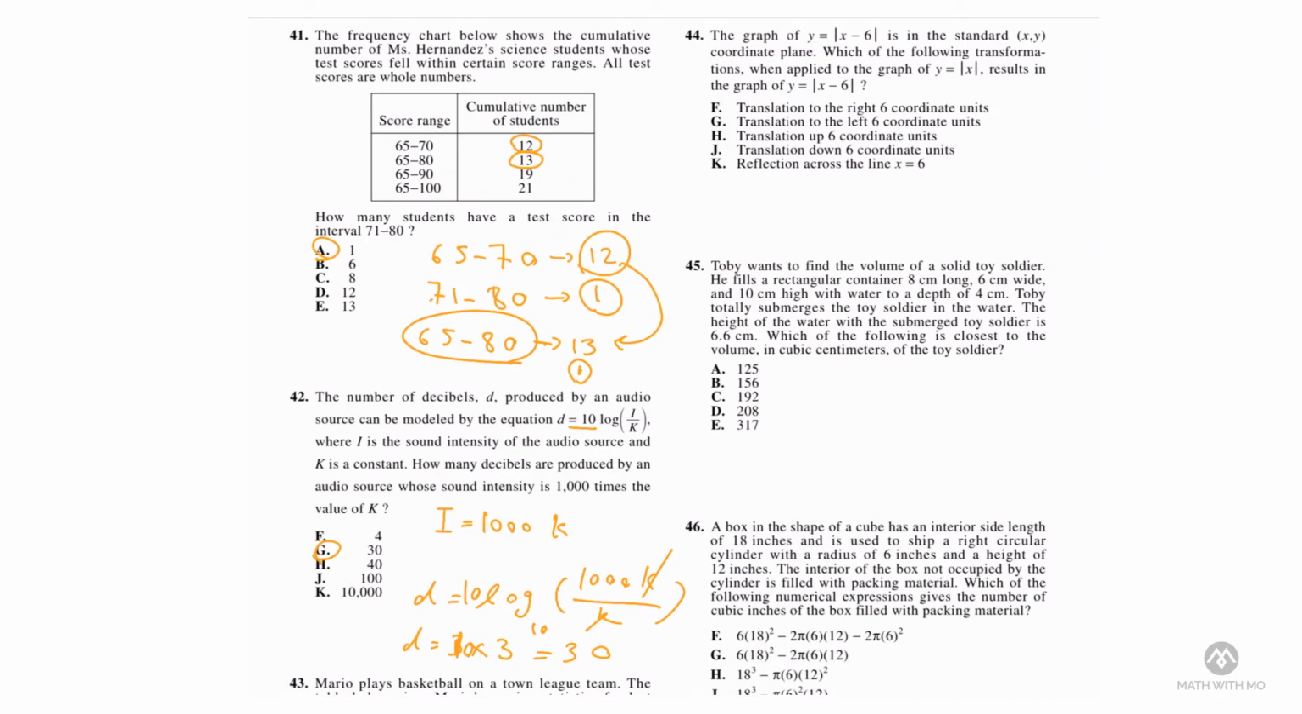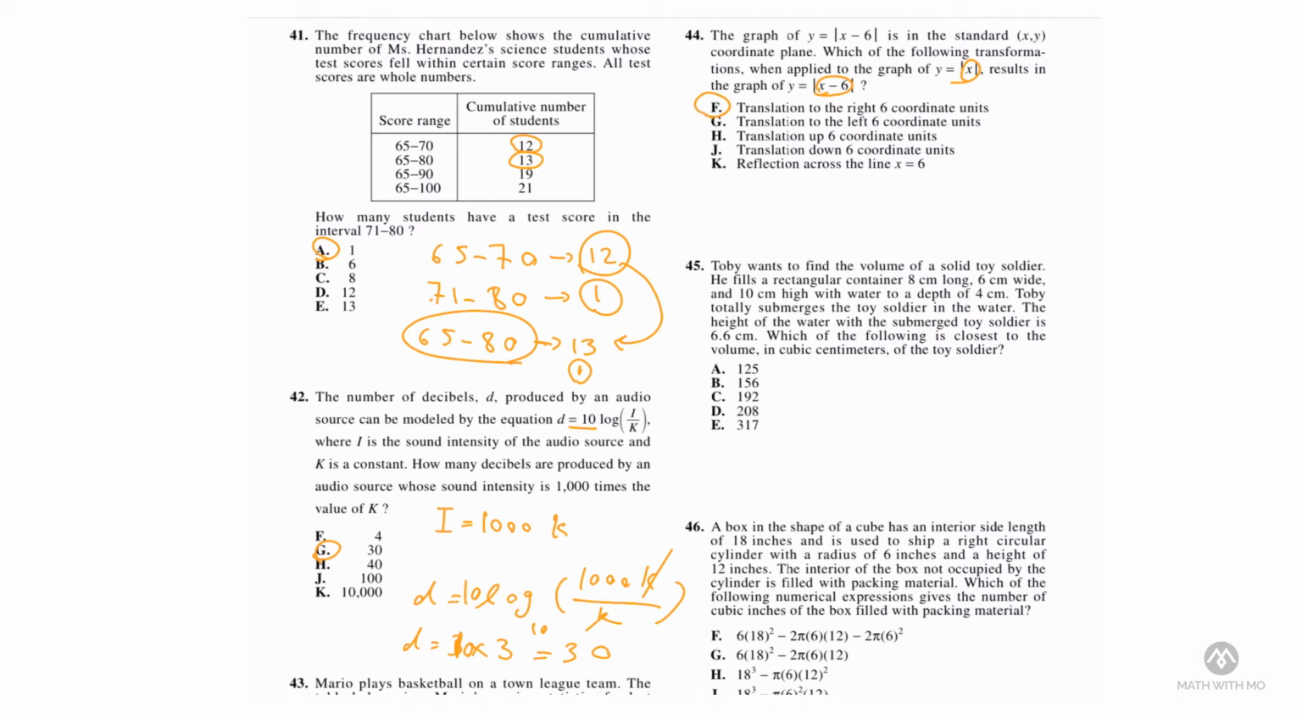The graph of y equals the absolute value of x minus 6 is in the standard xy coordinate plane. Which of the following transformations, when applied to the graph of y equals the absolute value of x, results in the graph of y equals the absolute value of x minus 6? Whatever is being done on x here is a transformation on x, so it's a horizontal translation. And because it's minus 6, it goes 6 units to the right. So the translation is to the right, 6 coordinate units.